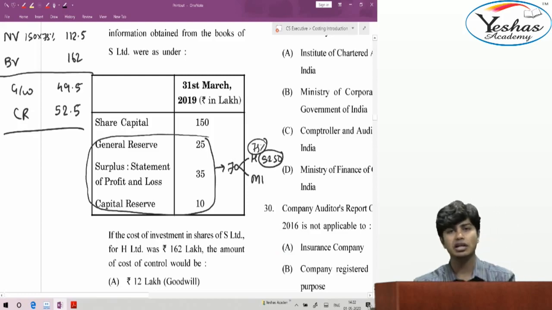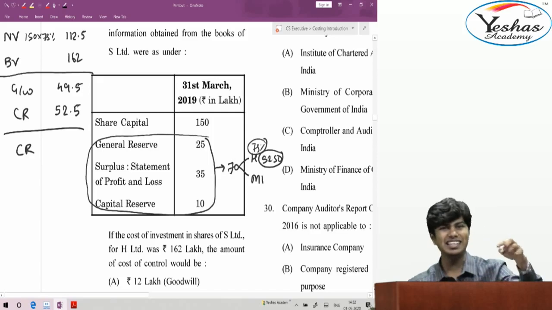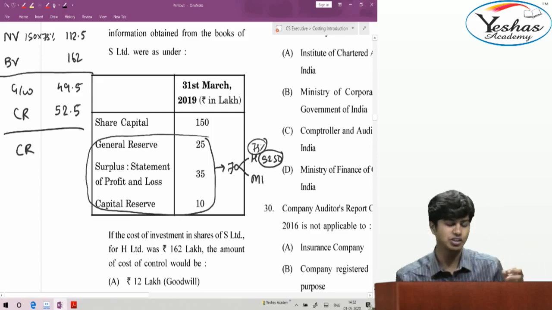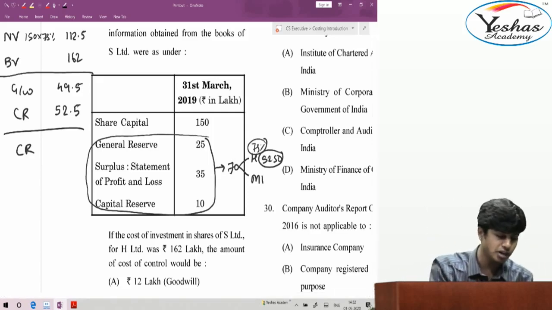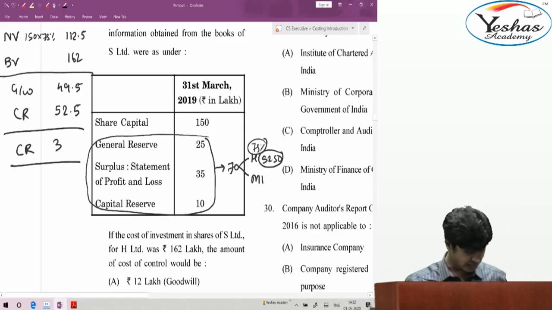Now, goodwill is more or capital reserve is more? Capital reserve is more. I'll write capital reserve. So like signs, plus minus, minus, and I should do subtraction. 52.5 minus 49.5 gives me 3. So the answer is capital reserve of 3 lakhs. That's the answer for question number 27.